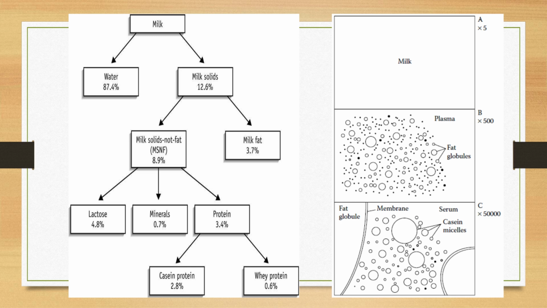We also see a diagram illustrating the structure of milk at different magnifications. It shows the fat globules, the membrane surrounding them, and the serum with casein micelles dispersed throughout, giving us a glimpse into milk's complex microscopic world.